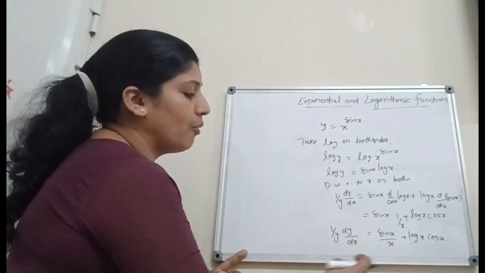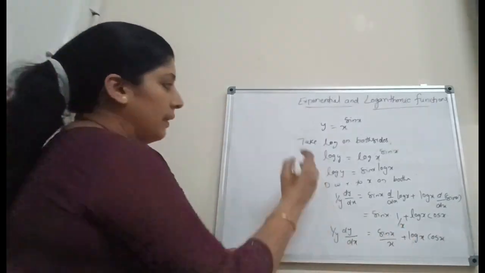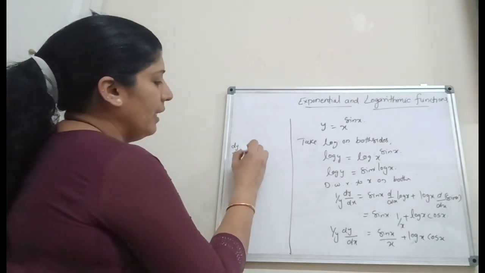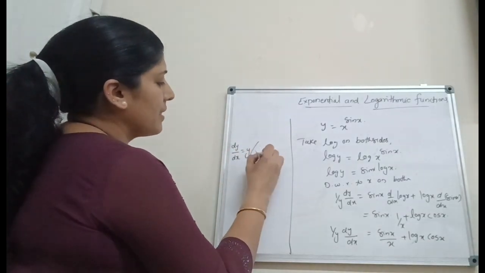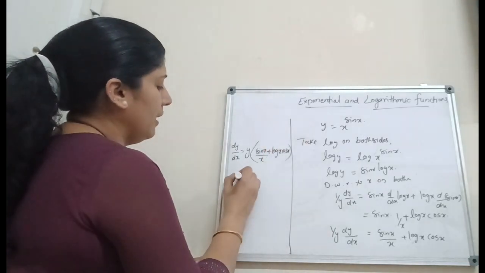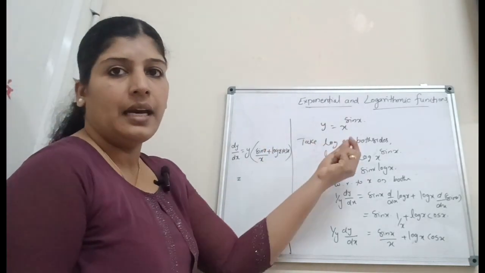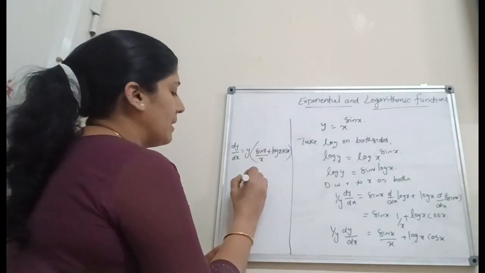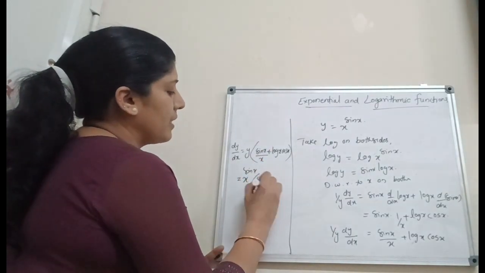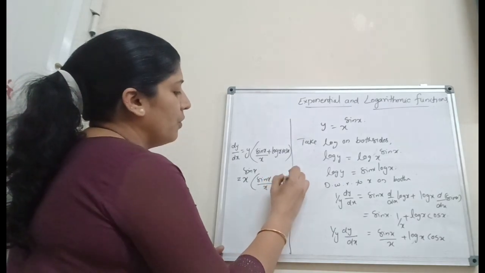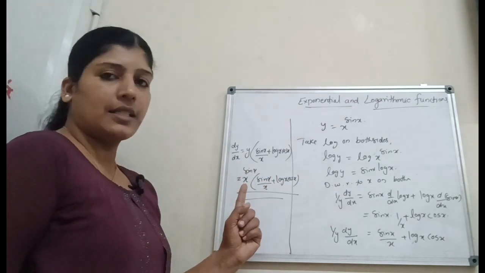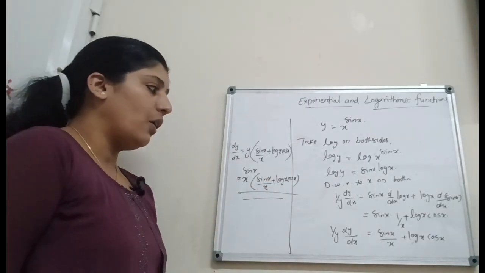Therefore, dy by dx equal to what? y into this term. That implies dy by dx equal to y into sin x by x plus log x into cos x. Here y is x raised to sin x. Therefore, replace y as x raised to sin x. That is x raised to sin x into sin x by x plus log x into cos x. Therefore, dy by dx equal to x raised to sin x into sin x by x plus log x into cos x.